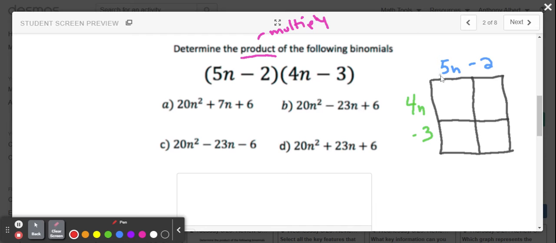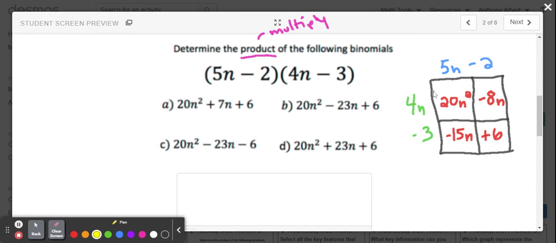and since the area of each square is side times side, we multiply side times side. 4 times 5 makes 20, n times n makes n squared. 4 times -2 makes -8. There's only one n, nothing to multiply it with here, so we keep that n. 5 times -3 is -15. Again, nothing to multiply the n by, so that stays there. And then -3 times -2 makes +6.